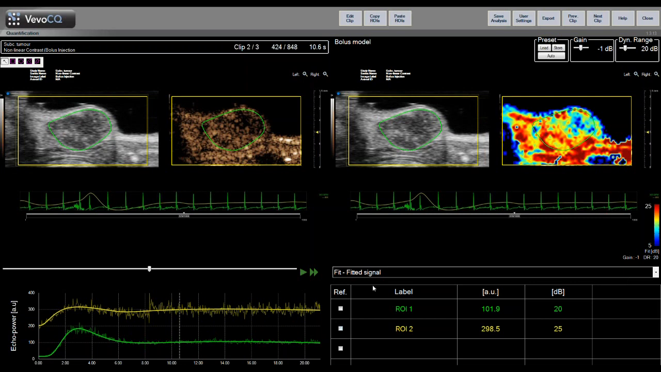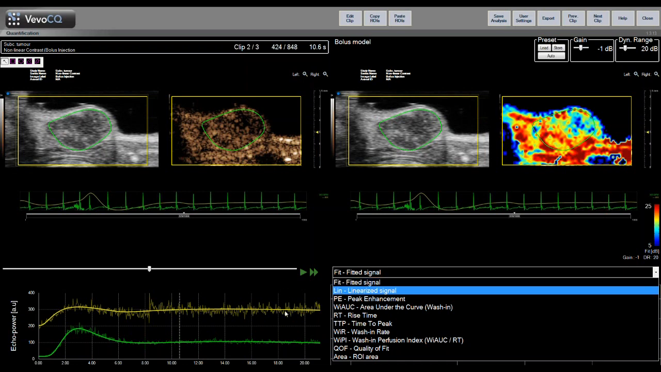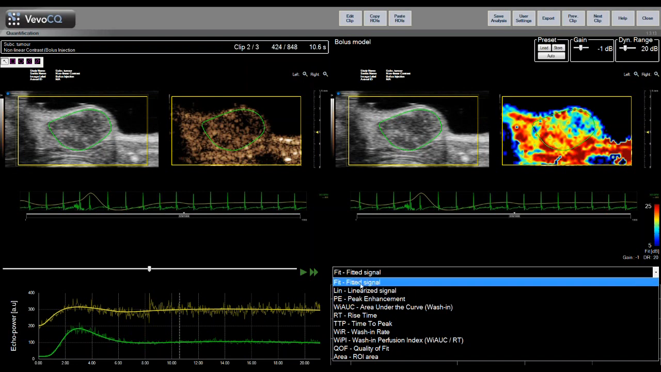You have the fitted signal in the first view, in this view that I selected here, but you can jump between the different parameters of the VevoCQ software by selecting them from this drop-down menu. Let me run you through them briefly. So the fitted signal is the bold green curve you have here, or the yellow curve for the yellow area of interest. The linearized signal would be the linearized signal before curve fitting. And you can also look at that.